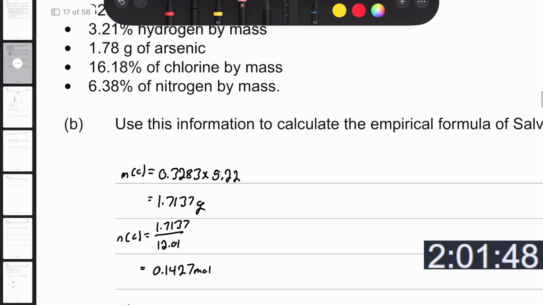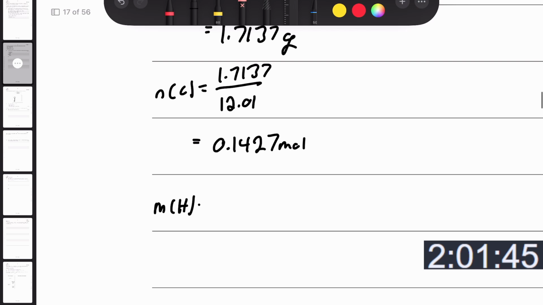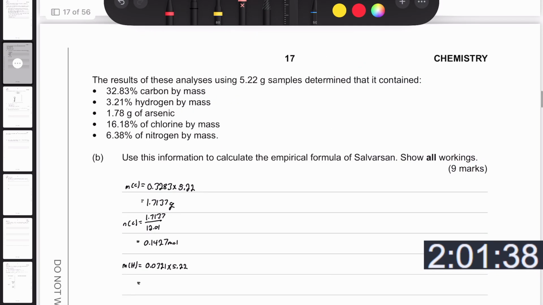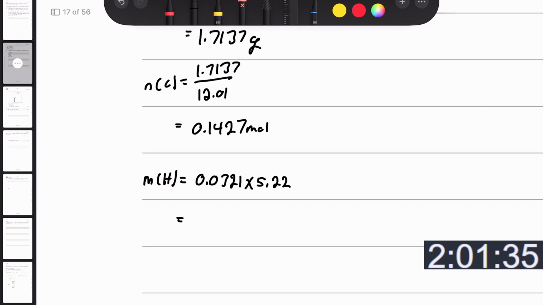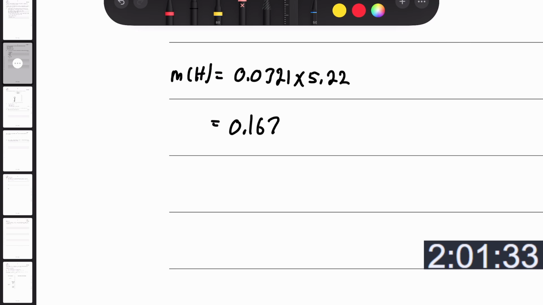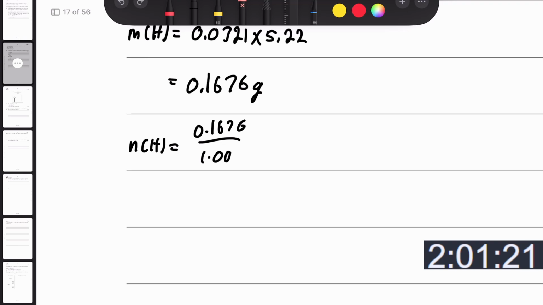Mass of hydrogen equals 0.0321 times 5.22, so 0.0321 times 5.22 is 0.1676 grams. So the number of hydrogen is 0.1676 all over 1.008, which is equal to 0.1663 moles.